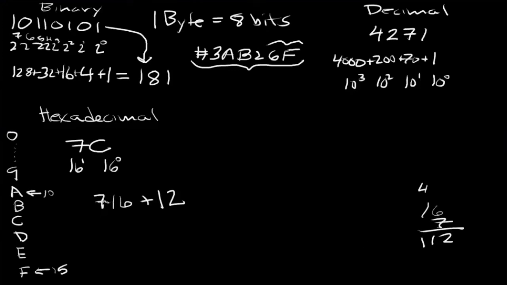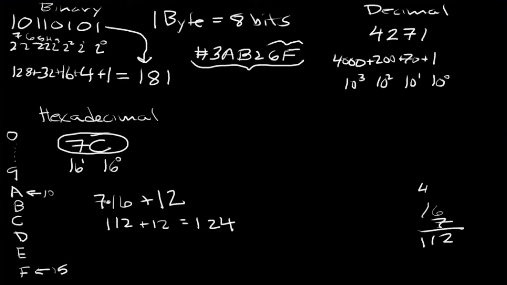112, okay? So 7 times 16 is 112 plus 12, which is 124. So then this means 124. Notice that this number is way smaller than this number in terms of how many digits you have to write, even though the number of values are actually pretty similar.